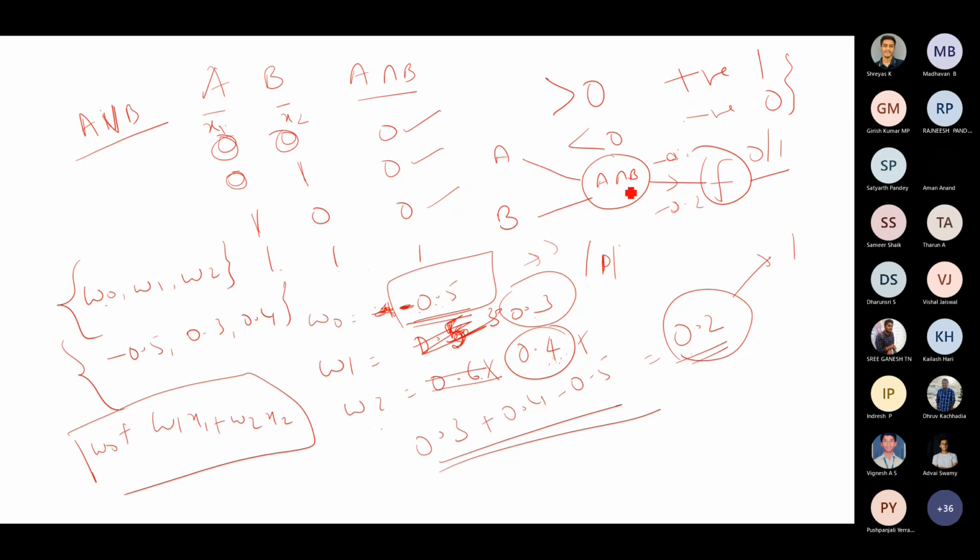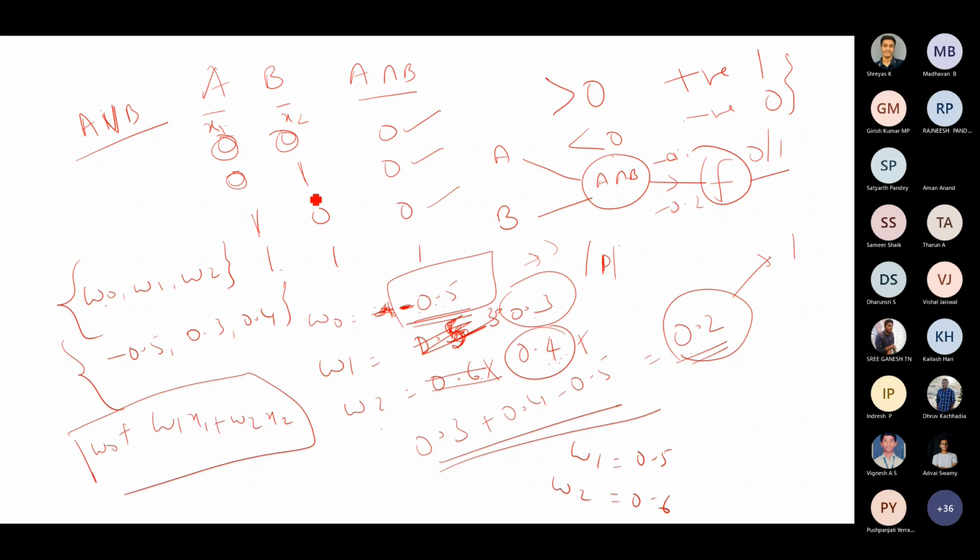A is given, B is given. You have to compute A and B, which is nothing but summation of products. And then you apply the sigmoidal function, which is greater than 0 means 1, less than 0 means 0. Okay. So supposing if I choose W0 as minus 0.5, W1 is equal to 0.5 and W2 is equal to 0.6. So what happens is this is no problem because the x1, x2 are 0.